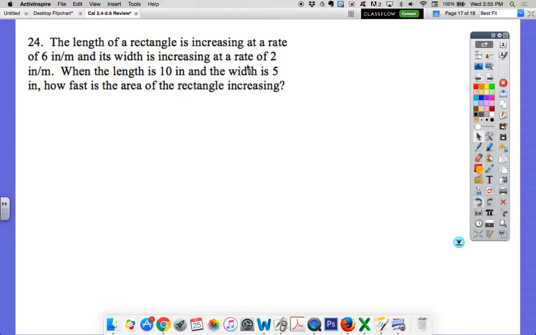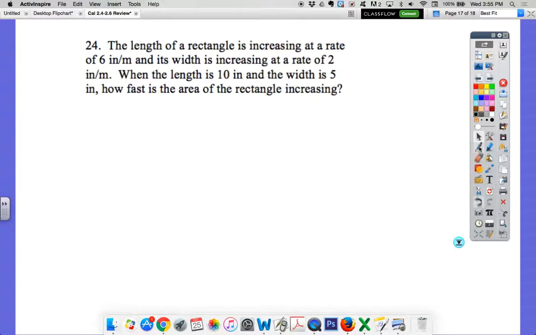Again, I need to move it. So there we go. All right. It says the length of a rectangle is increasing at a rate of 6 inches per minute, and its width is increasing at a rate of 2 inches per minute. When the length is 10 inches and the width is 5 inches, how fast is the area of the rectangle increasing? So area of a rectangle.